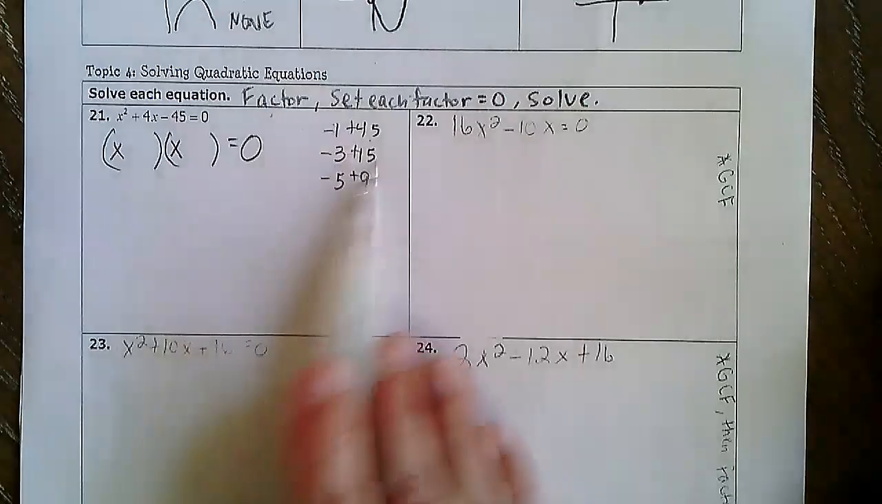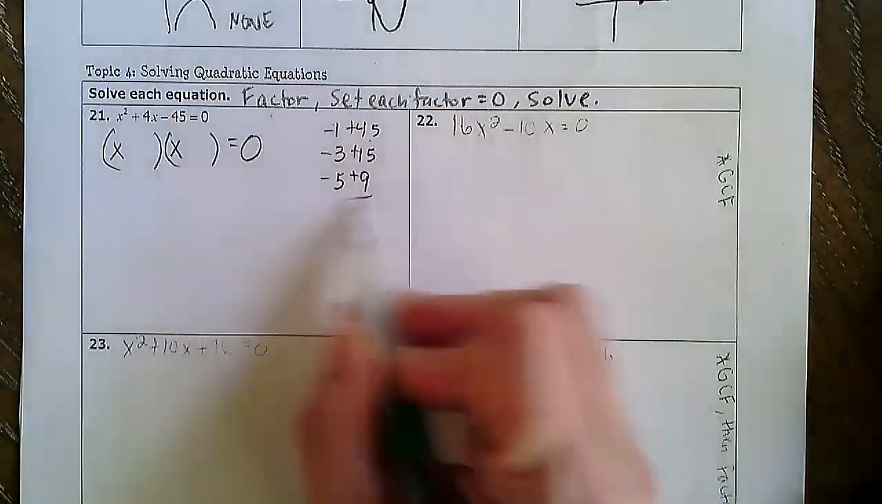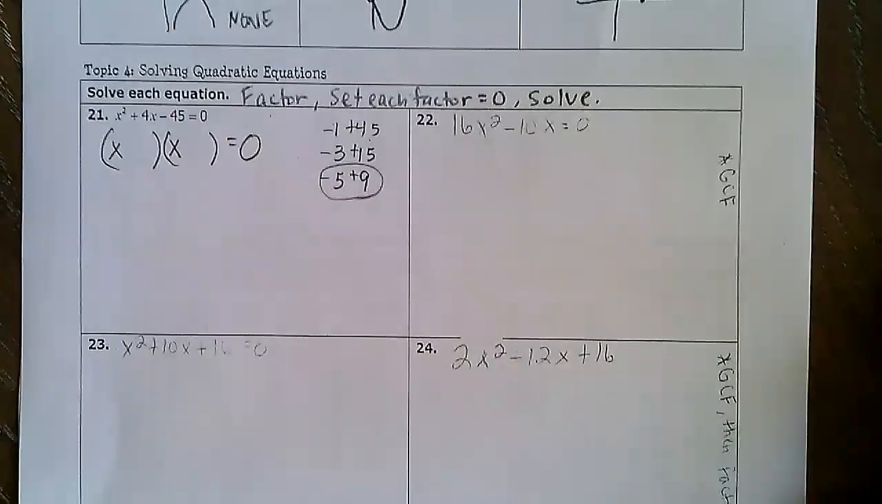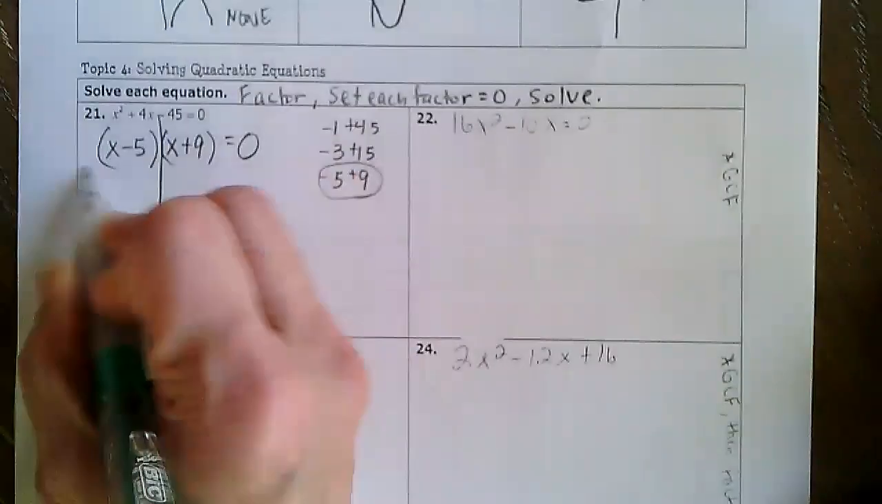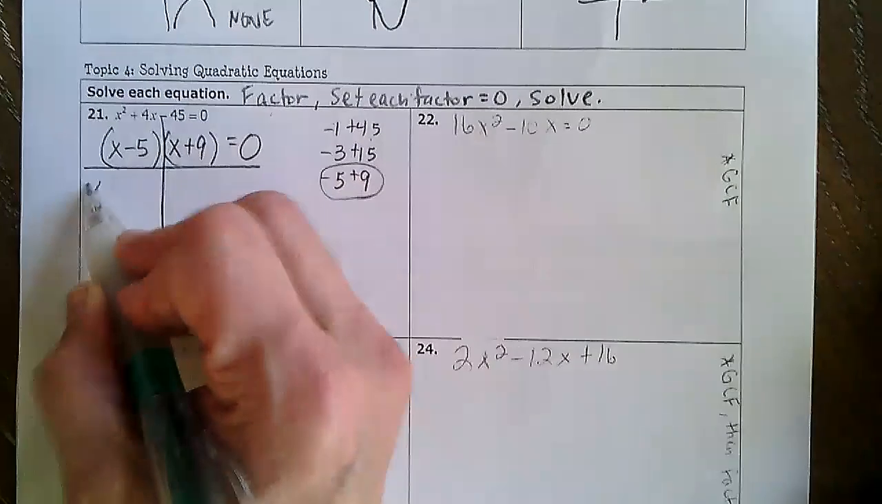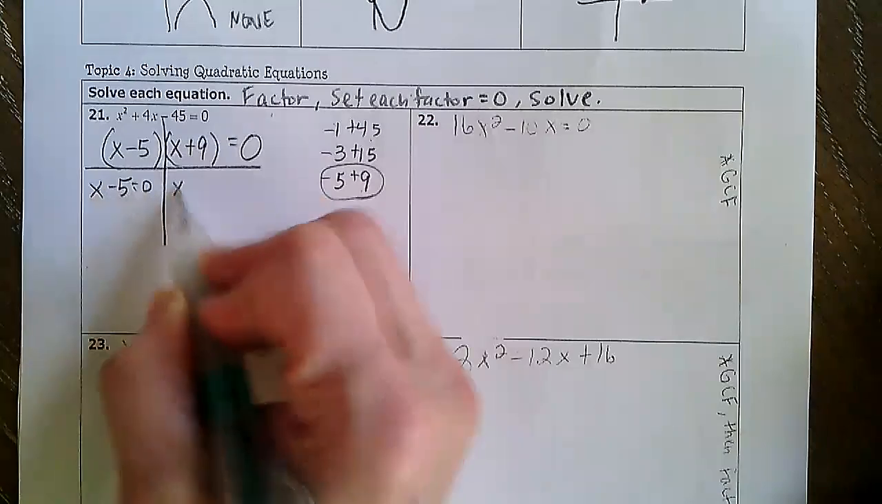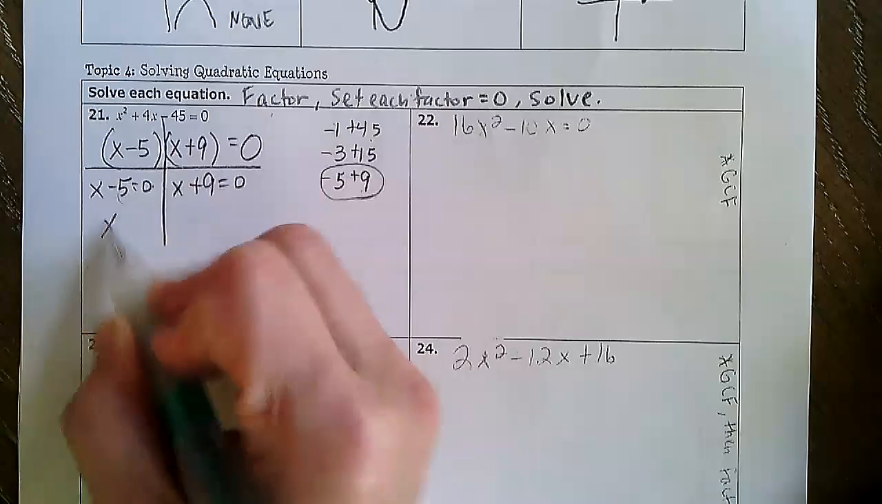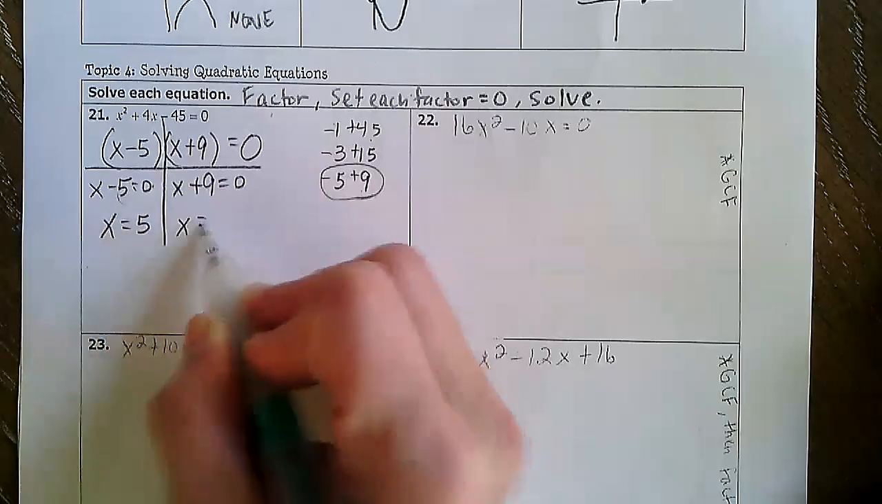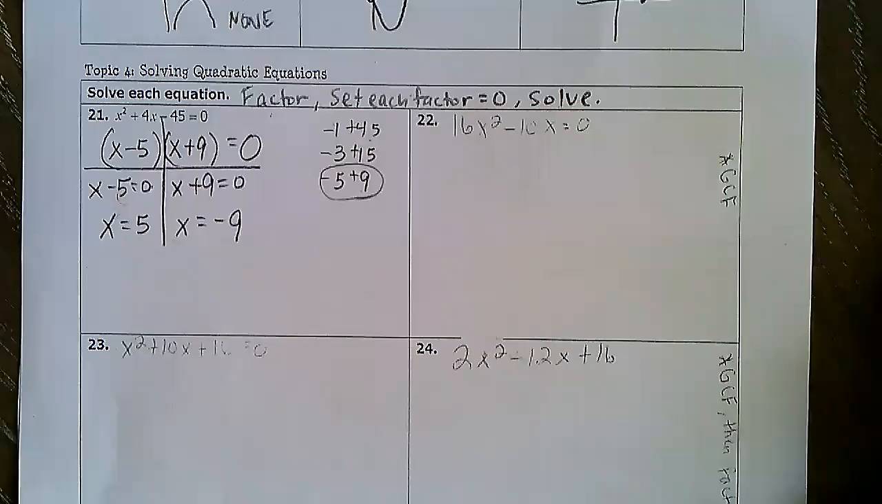And which of these pairs adds to 9? It's minus 5 plus 9. So negative 5, positive 9. And then I'm going to set that equal to 0, set that equal to 0, add 5 to both sides, x equals 5, x equals negative 9.